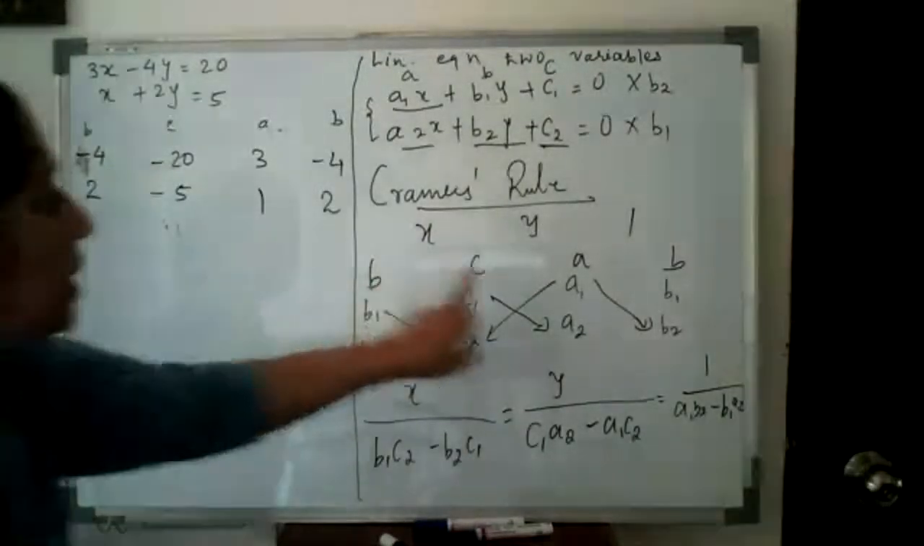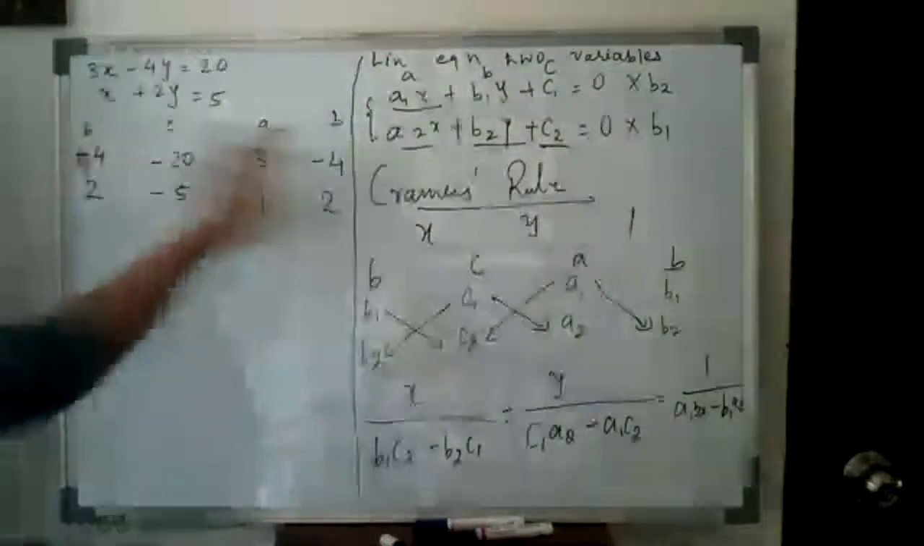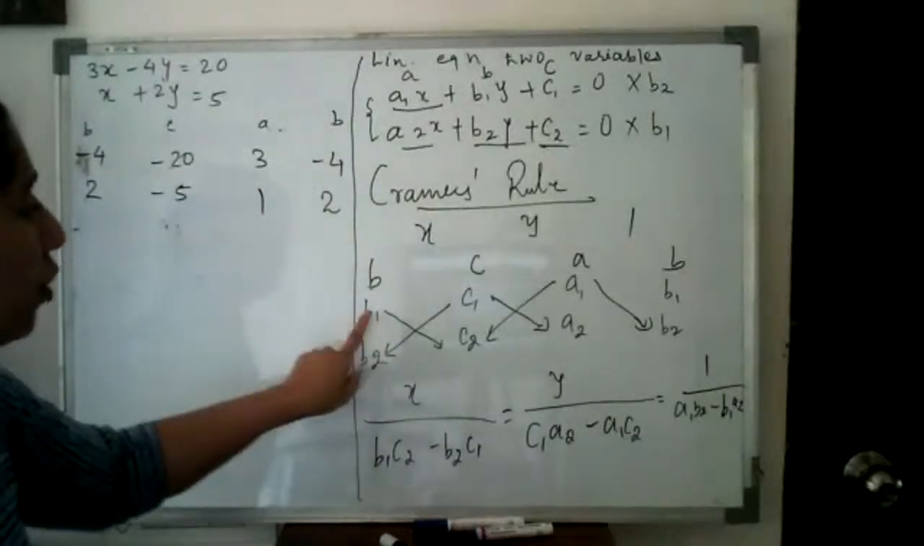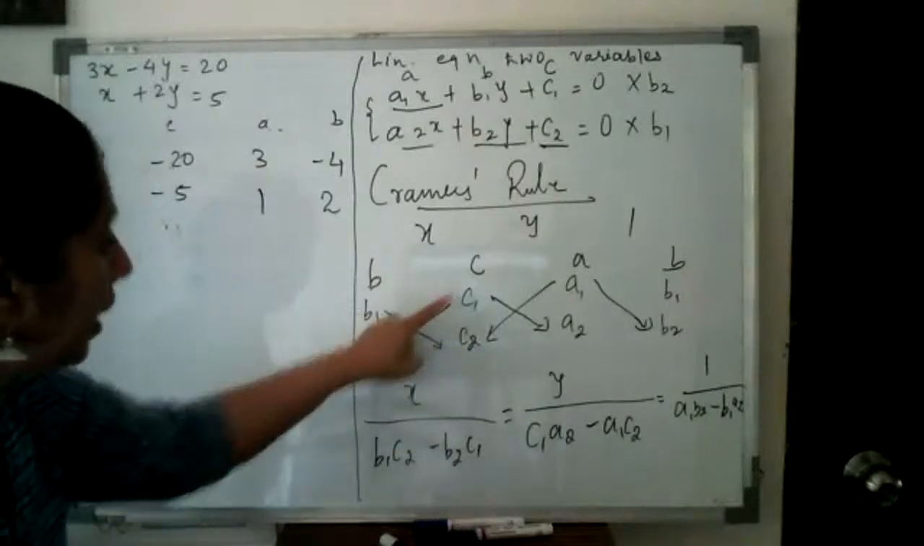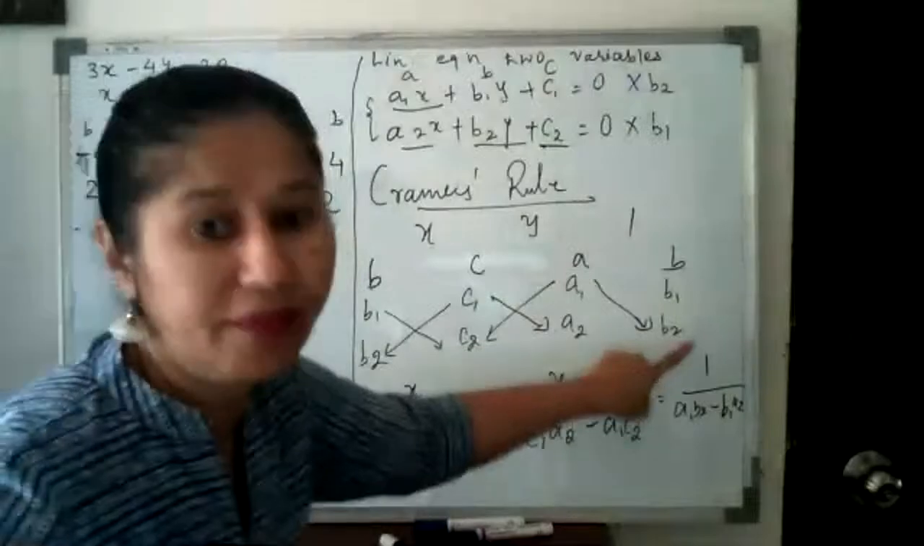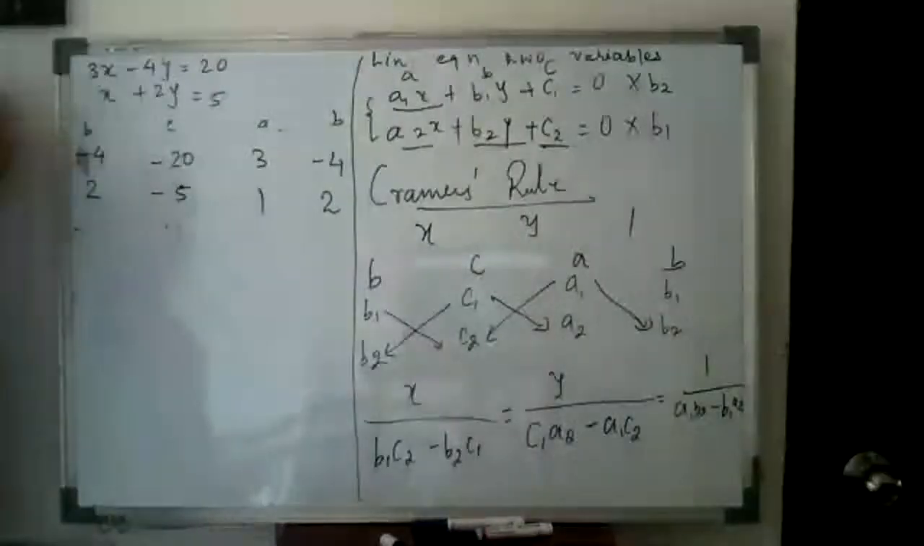See how I wrote it, B, C, A, B. So B, C, A, B. I just wrote this, and now I have to substitute it. So what I'm going to do is cross multiplication and then subtraction with another multiplication. Similarly here and the same way here. So I hope the same would be followed here.